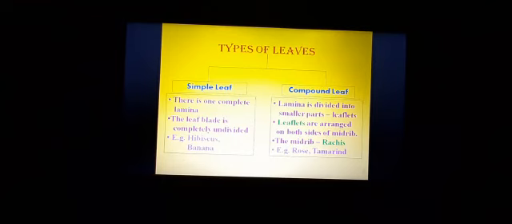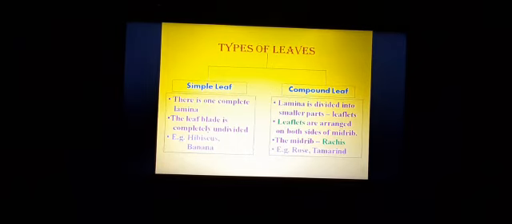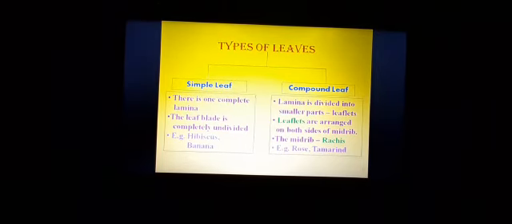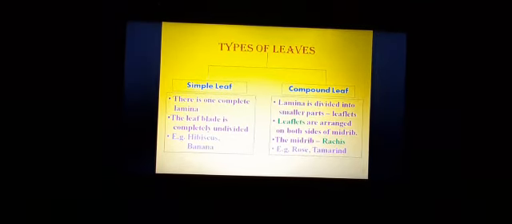Whereas in compound leaves, we see that the lamina is divided into smaller parts which are known as leaflets, and these leaflets are arranged on both the sides of the midrib. The midrib of a compound leaf is known as rachis. Example of a simple leaf is hibiscus leaf or banana leaf, and example of compound leaf is rose and tamarind.